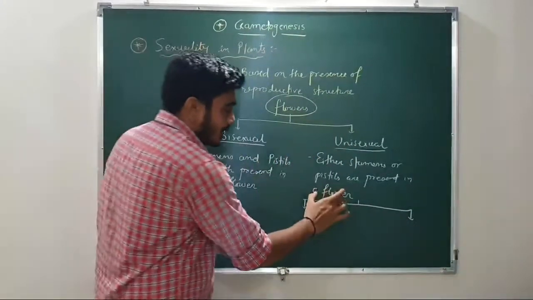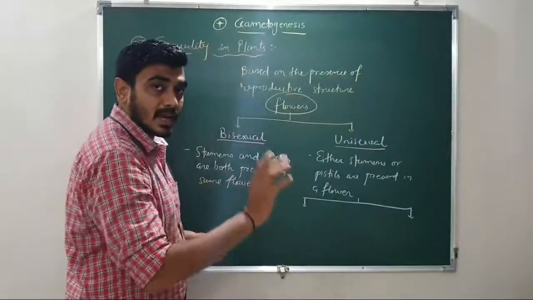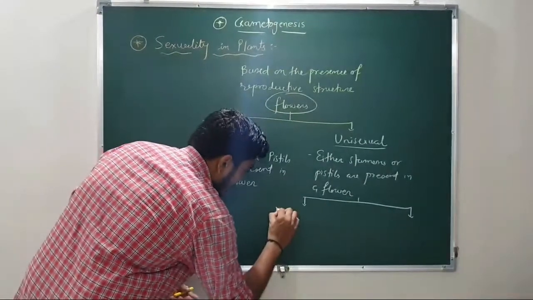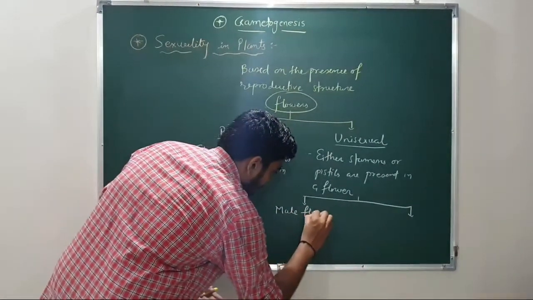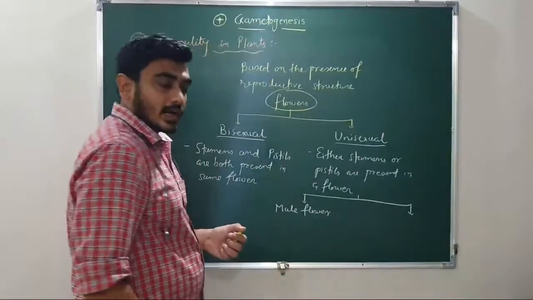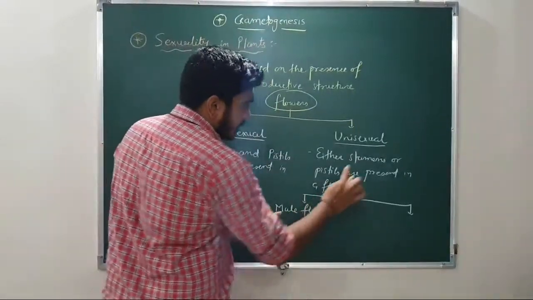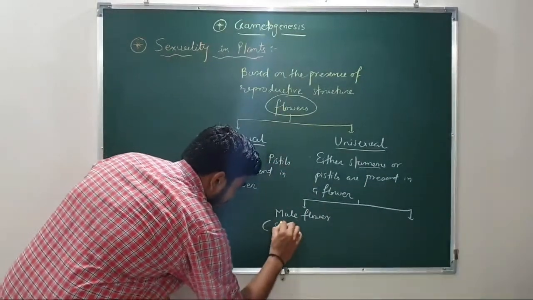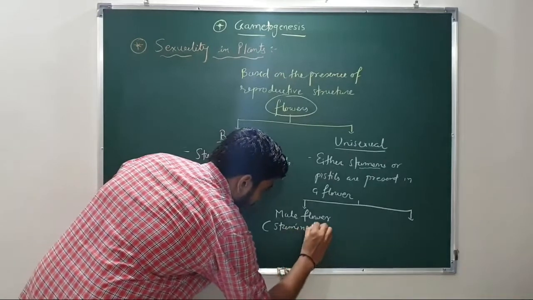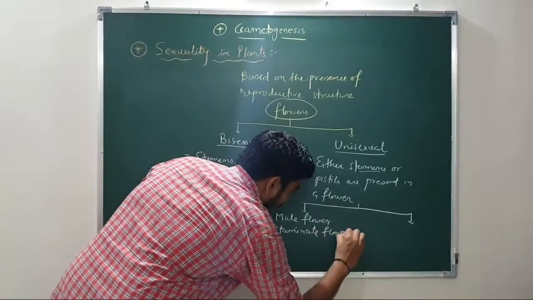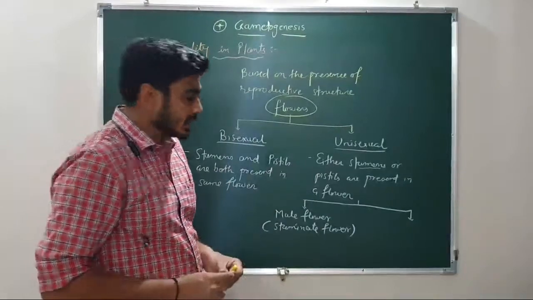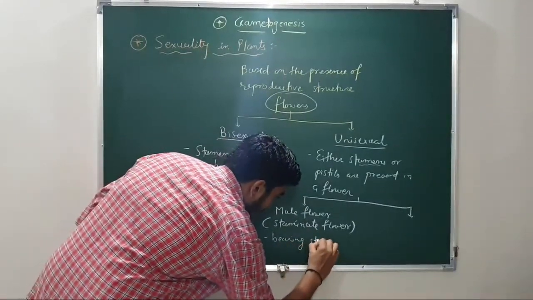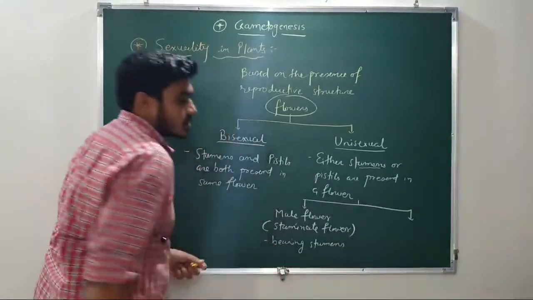Now if the flower only bears stamens, that means the male reproductive structure, then that flower is considered a male flower. And since the male reproductive part is represented by the stamen, that flower is also known as a staminate flower. That means this flower bears stamens, the male reproductive structure.